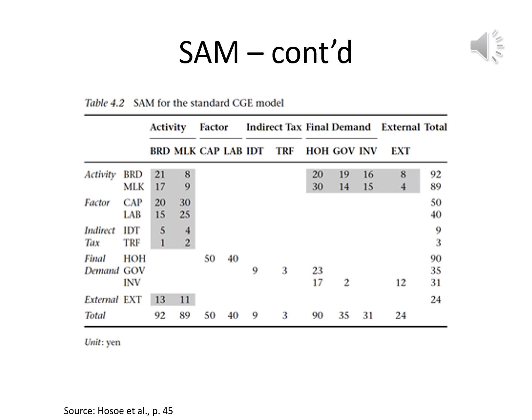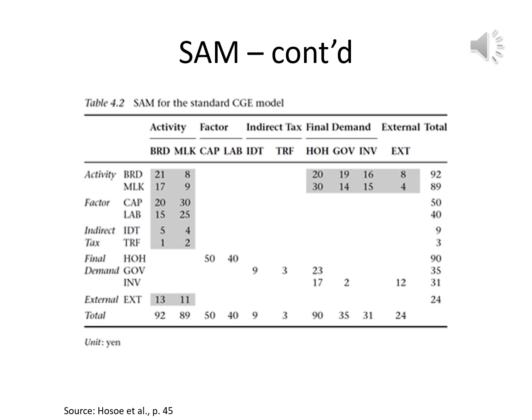So investment is INV. INV is investment expenditures. So in the investment, in the bread sector, the total investment expenditures are 16, and in the milk sector, total investment expenditures are 15 yen.